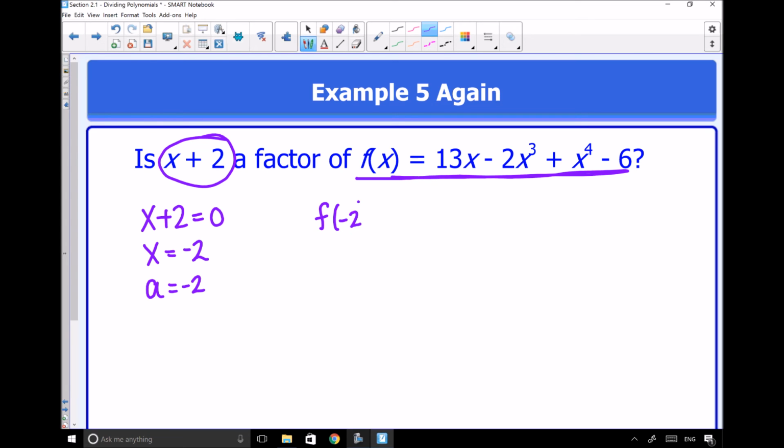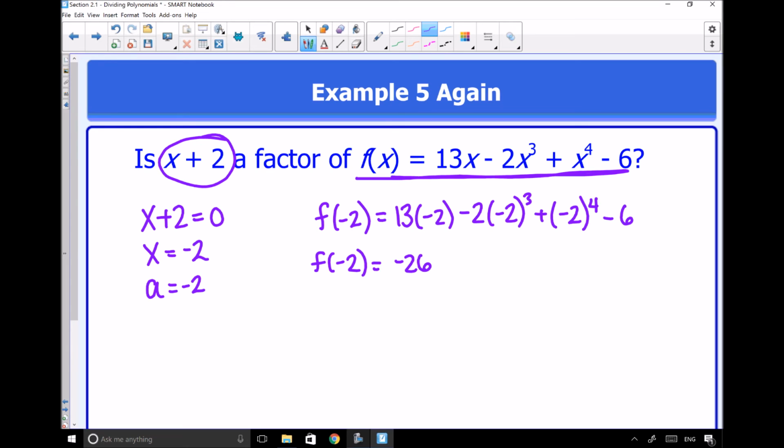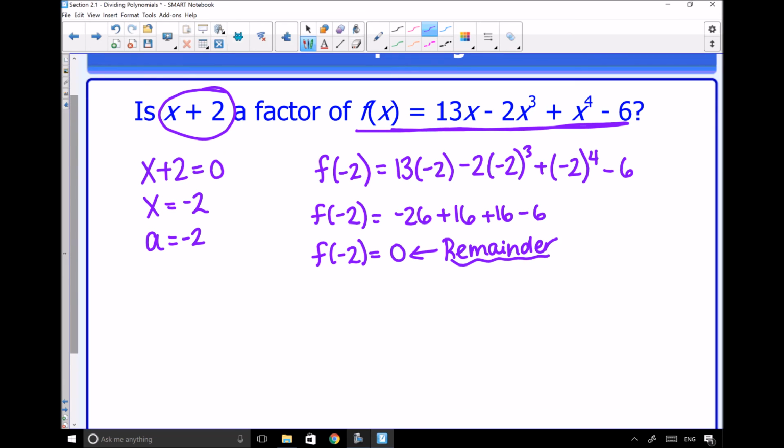So I'm going to find f of negative 2. So let's go ahead and do this. This is going to be 13 times negative 2 minus 2 times negative 2 cubed plus negative 2 to the power of 4 minus 6. Okay, so I end up getting 13 times negative 2 is negative 26, right? Negative 2 cubed is negative 8 times negative 2 is positive 16, okay? Negative 2 to the power of 4 is also positive 16 minus 6. Add it all together, I get f of negative 2 equals 0. This, according to the remainder theorem, is my remainder. And if there's a remainder of 0, then x plus 2 is a factor.